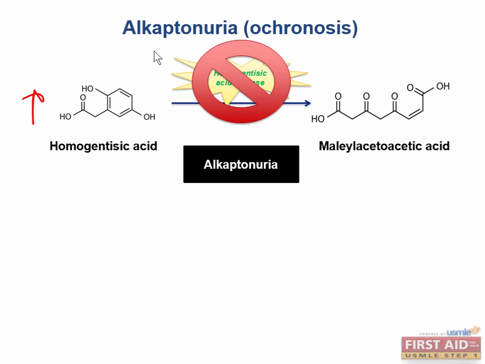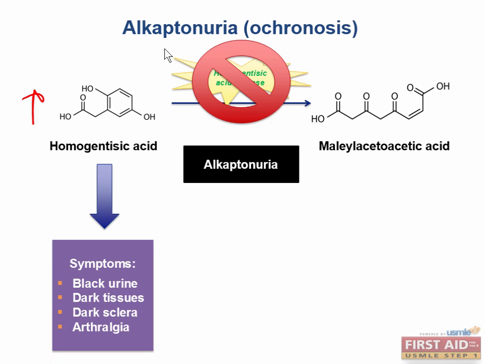What's a major buzzword for alkaptonuria? The most characteristic finding is urine that turns black upon standing, which is why it's given the nickname black urine disease. Other manifestations of alkaptonuria include dark connective tissues, brown pigmented sclera, and debilitating arthralgias, since the buildup of homogentisic acid is going to damage cartilage. Therefore, if you see black urine or black tissues on test day, I want you to think alkaptonuria and homogentisic acid buildup.